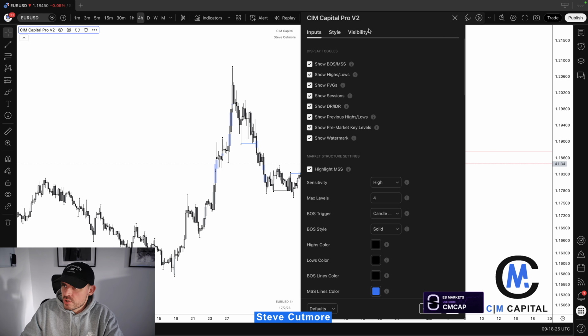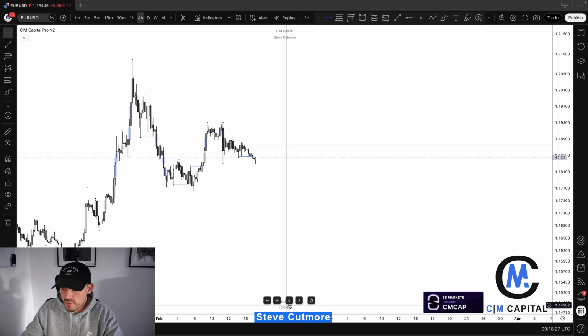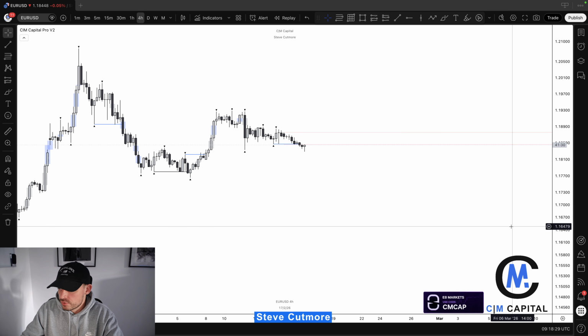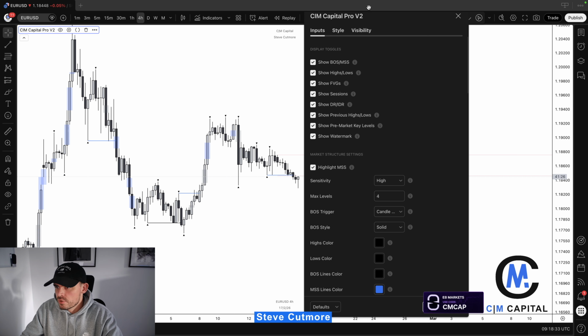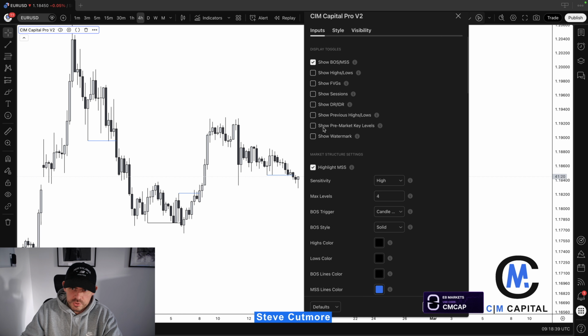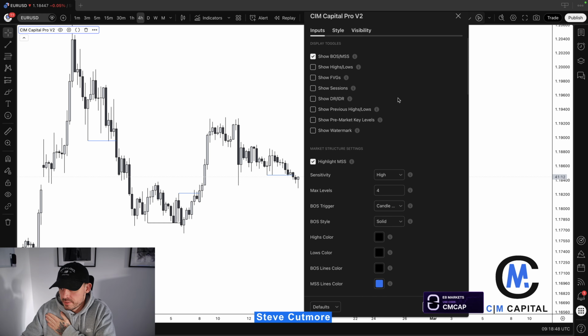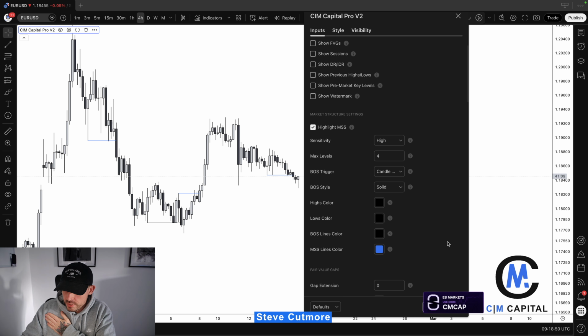So what we have inside the indicator, if I just move this over, I want to actually zoom in a little bit as well, so you can see some of the chart. I'm going to remove all of these and we're just going to slowly go through them all. The first one is breaks of structure and market structure shifts. That's what this first tick box is, and that's for this whole section here.